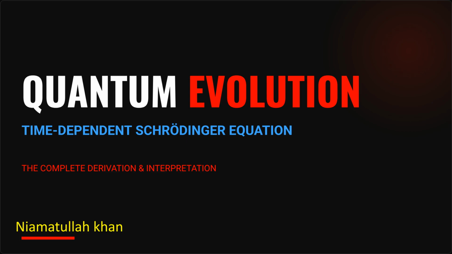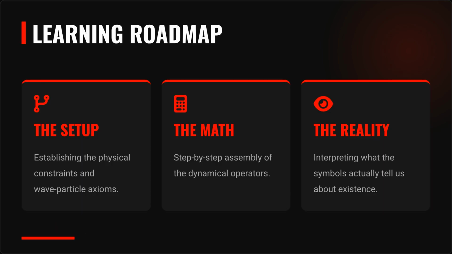Welcome to this video on quantum evolution, where we will derive and interpret the time-dependent Schrödinger equation, or TDSE. Our learning roadmap covers three key areas. First, establishing the physical constraints in the setup. Second, the mathematical steps to assemble the dynamical operators. And finally, interpreting what the symbols tell us about reality.